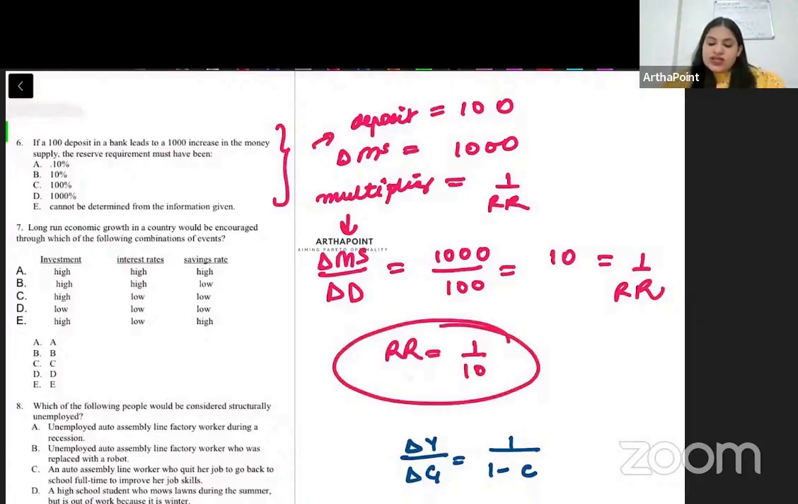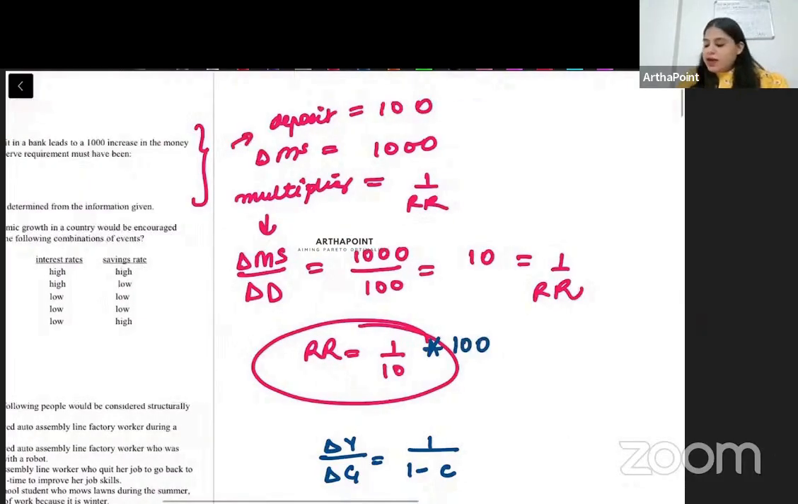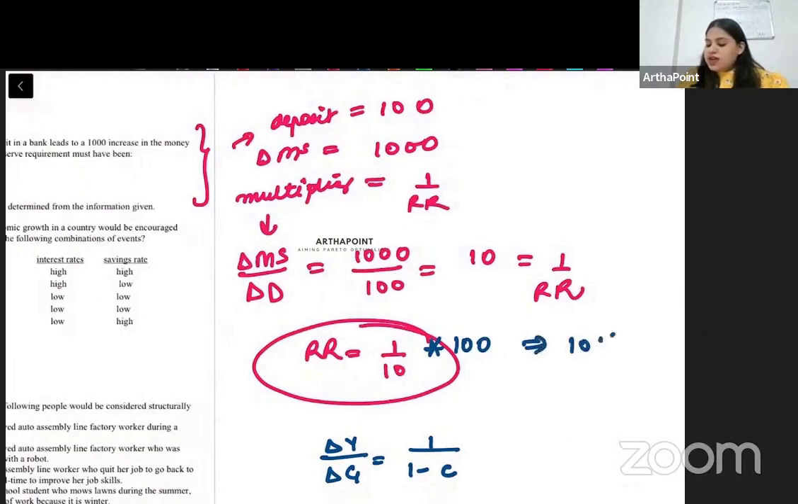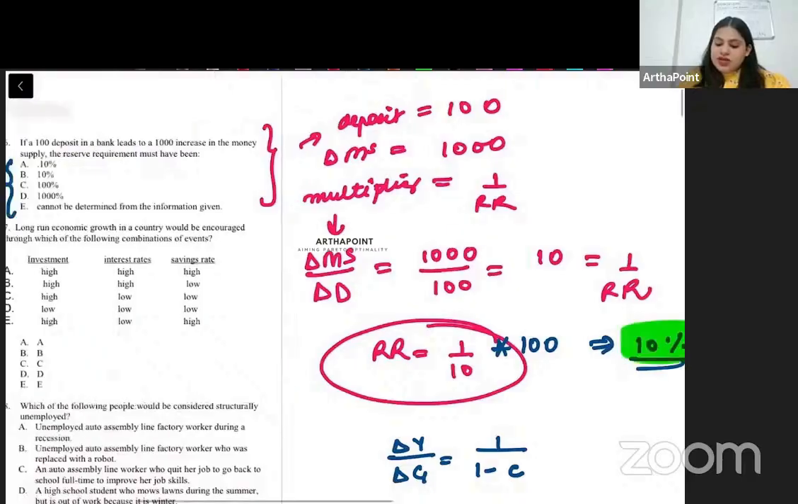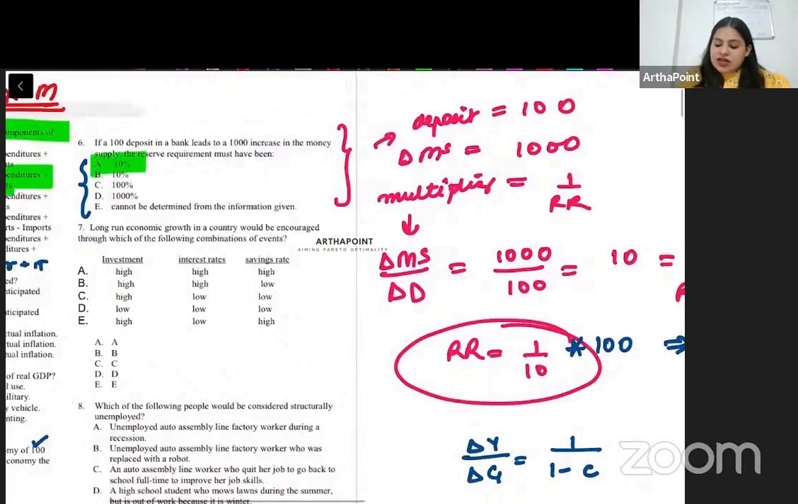But notice that in question number 6, they have given everything in percentage. So I have to convert this into percentage. I can convert anything into percentage by multiplying it by 100. So this is going to give me 10%. So the answer to this question will be 10%. That is A. A is the correct answer to this question.